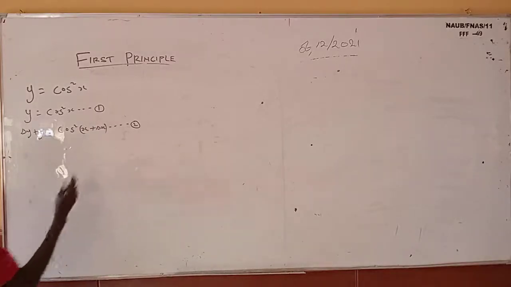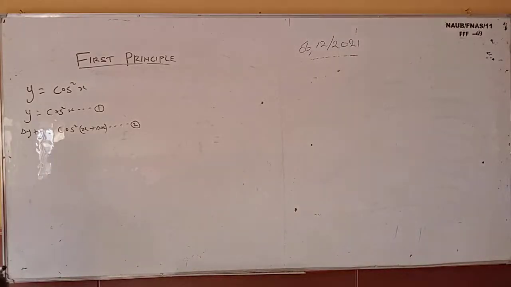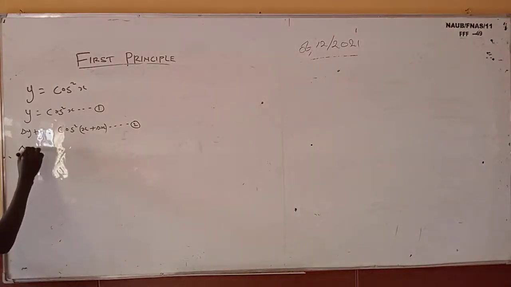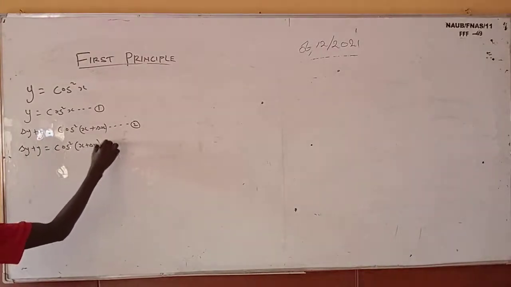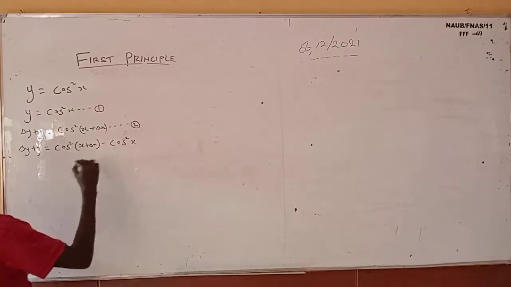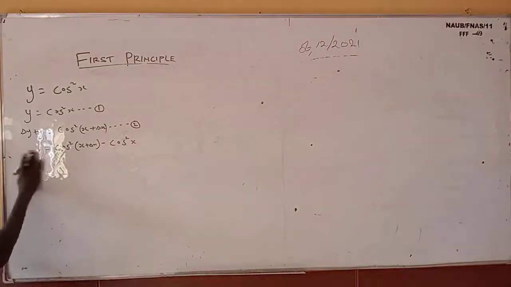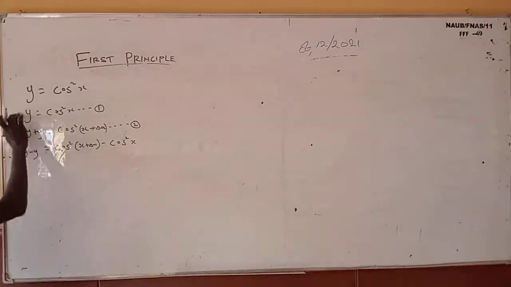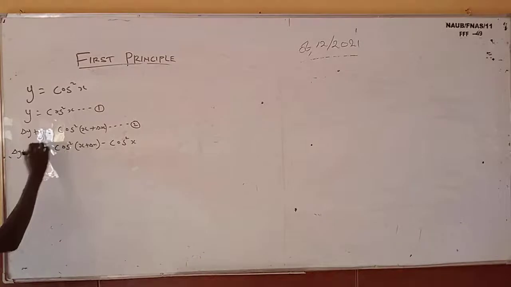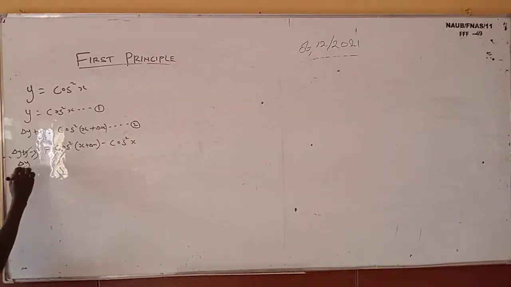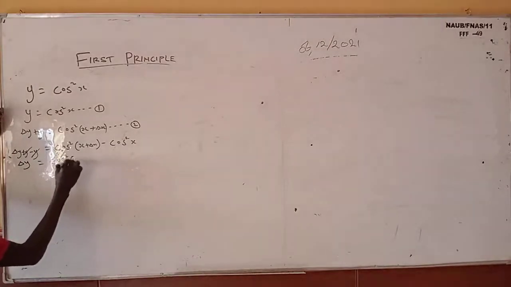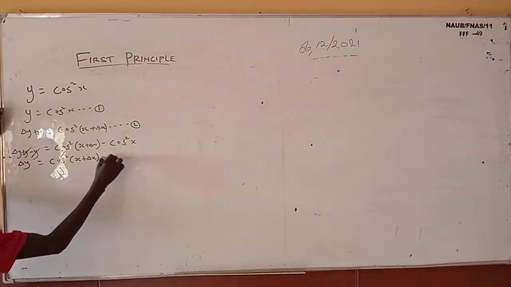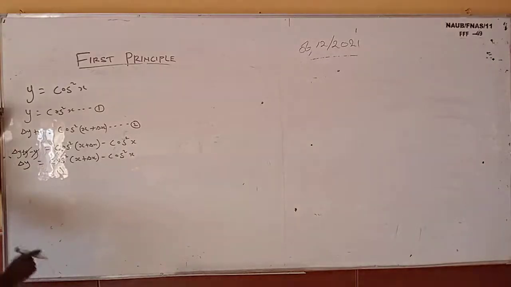So the next thing is we subtract equation 2 from equation 1. So which is change in y plus y equals cos square x plus change in x, minus cos square x. Sorry, change in y plus y minus y. Right? This minus this minus this. So this we subtract, this cancels out, we are left with change in y. Change in y equals cos square x plus change in x minus cos square x. You get that?